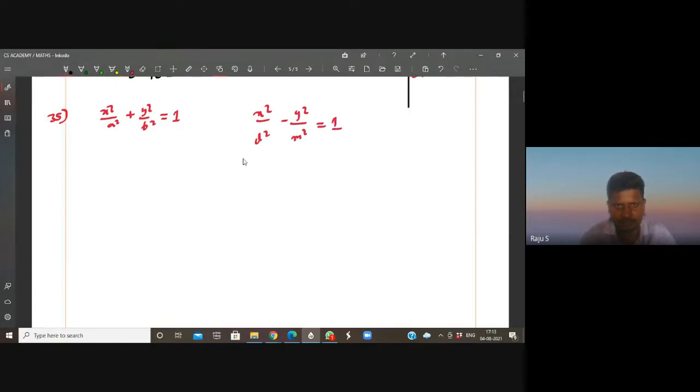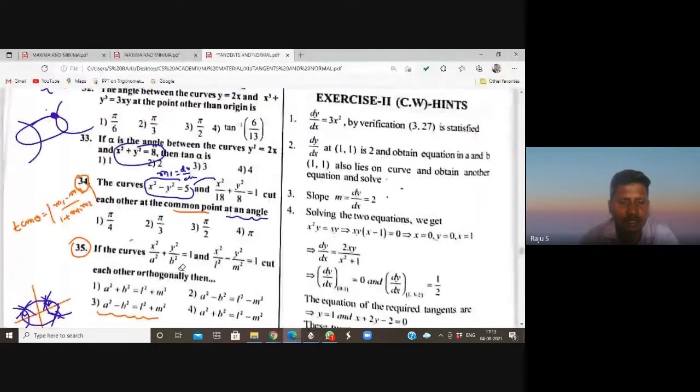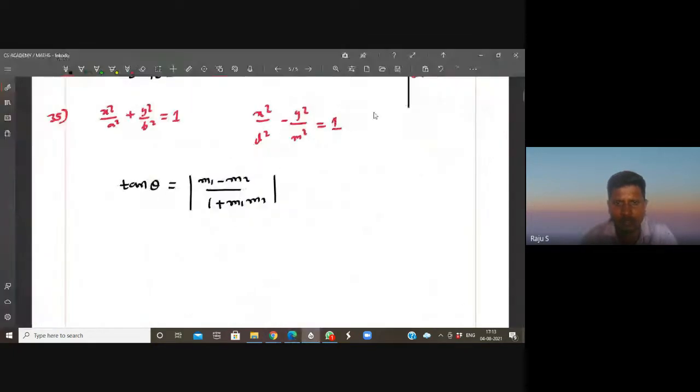Okay students, what is tan theta? Tan theta is equal to m1 minus m2 by 1 plus m1 m2. Here the curves cut each other orthogonally. Orthogonally means what is the theta value? 90. So tan 90 value is 1 by 0. So m1 minus m2 by 1 plus m1 m2 has denominator zero. We know that when curves cut each other orthogonally, m1 into m2 is equal to minus 1. Then what is the slope of the first curve? Slope of the first one.